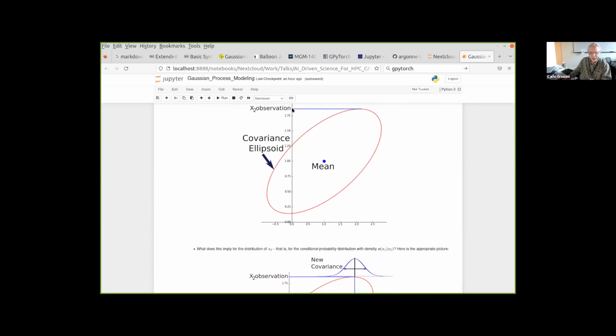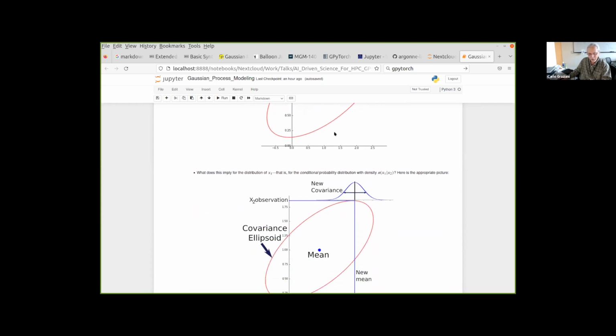So if I observe this, have I acquired any information about x1? Well, the answer is yes. If I knew this distribution and I observed this value exactly about x2, I have acquired some information about x1.